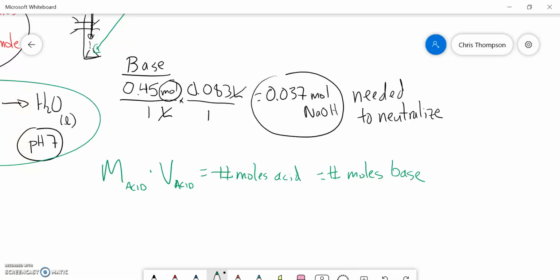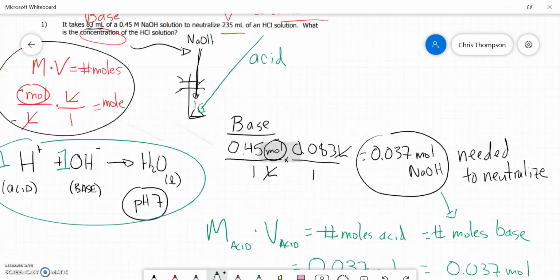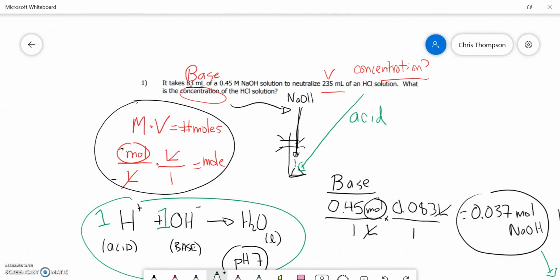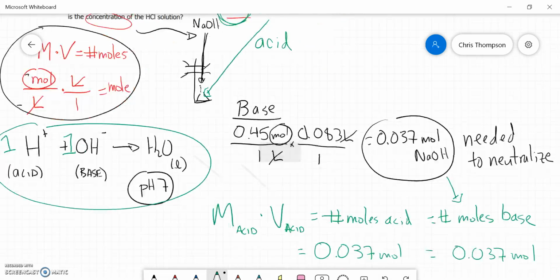So I know the number of moles of base. That's my 0.037 mole. Therefore, that's the same thing as how much acid must have been present. 0.037 mole. So I look back to my problem. I was being asked to find something. I was asked to find what is the concentration of my hydrochloric acid solution. I know its volume. It's right there, 235.